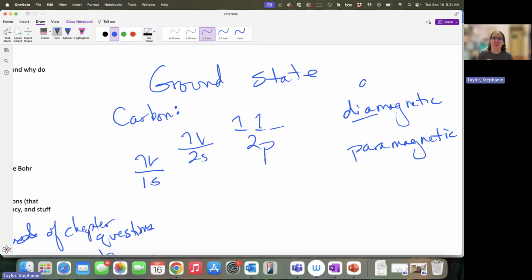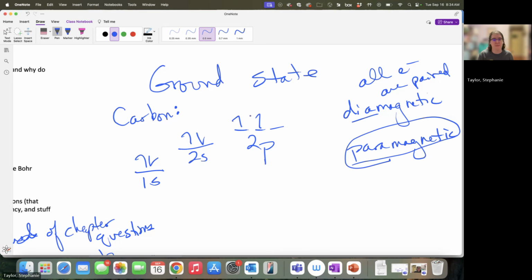Diamagnetic means that all electrons are paired. So even though this has two electrons and an even number of electrons, this is paramagnetic because it has unpaired electrons. I got two up arrows. That is paramagnetic. In case you're curious, for valence electrons, the highest value of n here is 2. I have a grand total of 4 arrows, so this is 4 valence electrons.